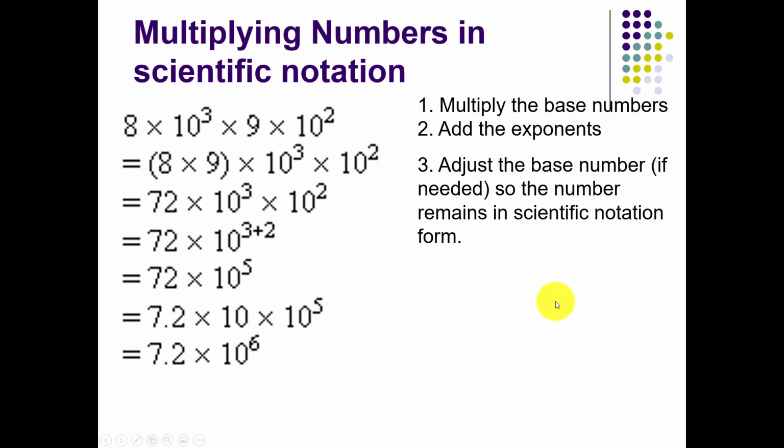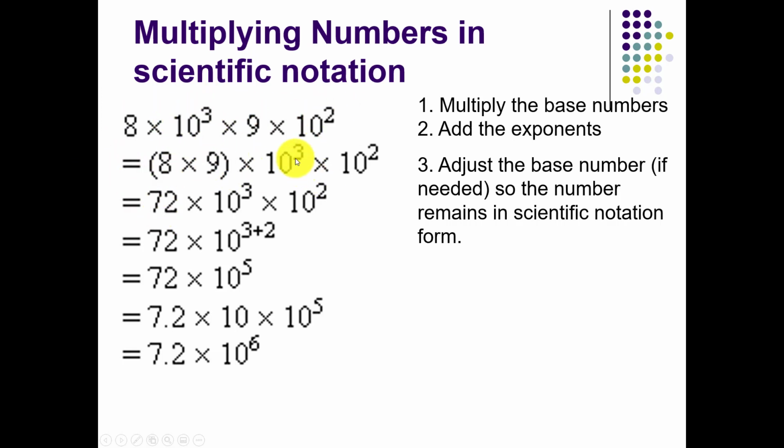Alright, so now for multiplying, and this looks harder, but it's actually a lot easier. When you are multiplying, you do not have to change the exponents. So move the decimal, make everything equal, then add. I don't have to do that. So all you have to do is multiply the front numbers. This time it's 8 times 9. Multiply them. And then you take your exponents and you add them.